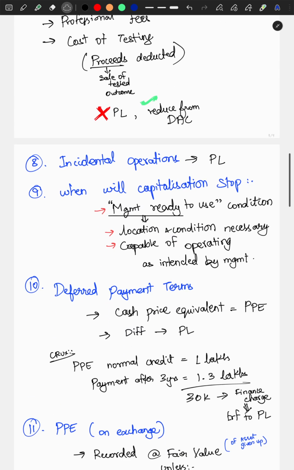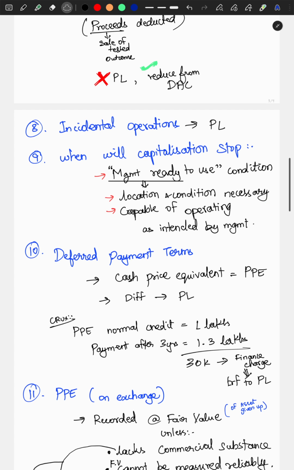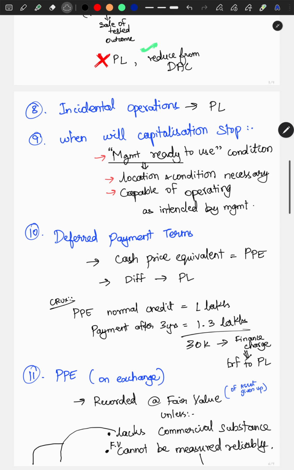And when will capitalization stop? Once it reaches the management ready to use condition, then capitalization can be stopped. After that, whatever cost is incurred will go to P&L. And how do we say management ready? It is nothing but the location and condition necessary and capable of operating as intended by the management. That is what management ready is.